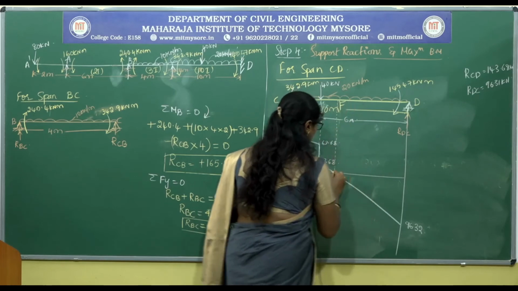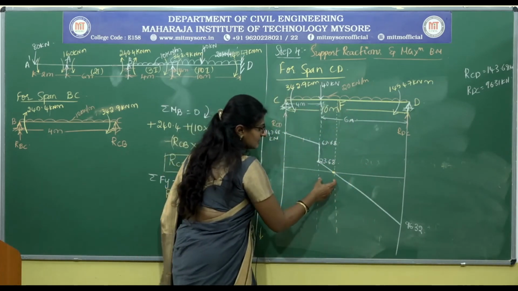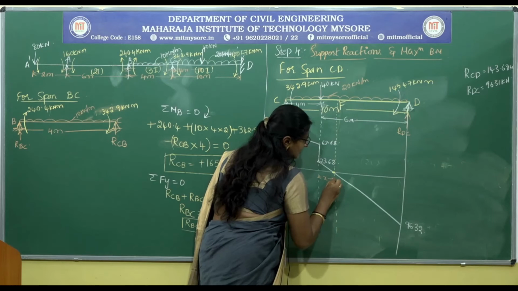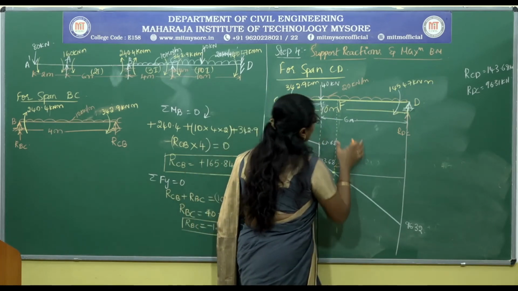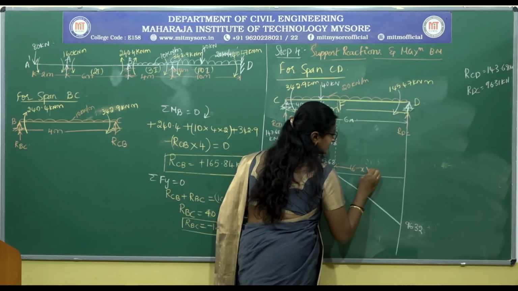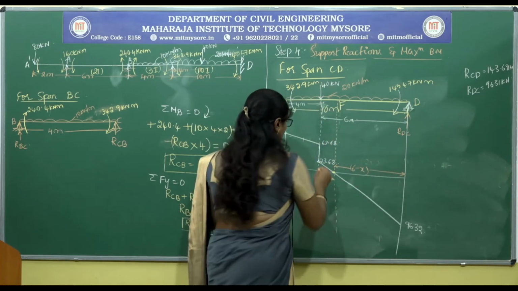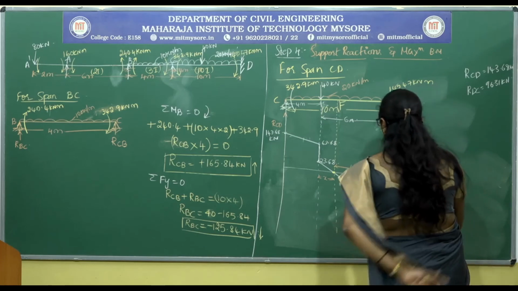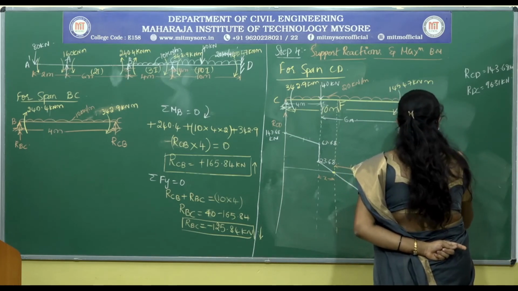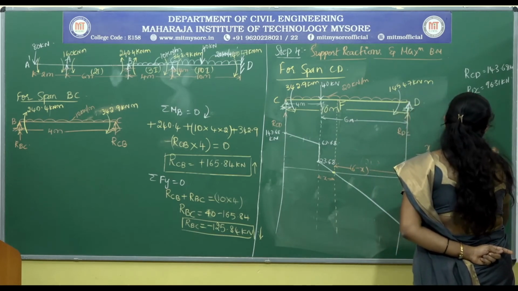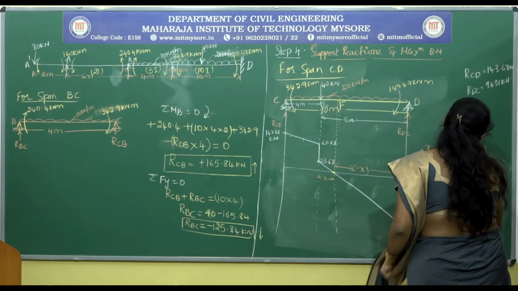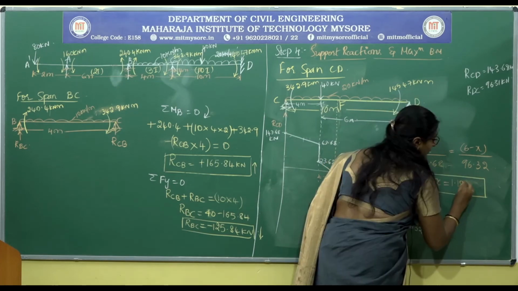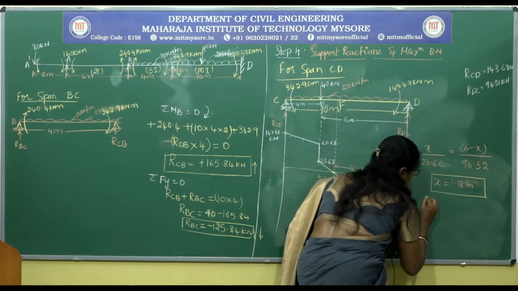This I consider as F. To calculate this distance, we need to consider these two triangles, for which the distance I consider as X, and the overall distance is 6 minus X. So from these similar triangles, X divided by 23.68 is equal to 6 minus X divided by 96.32. Therefore, the X value is 1.18 meters.